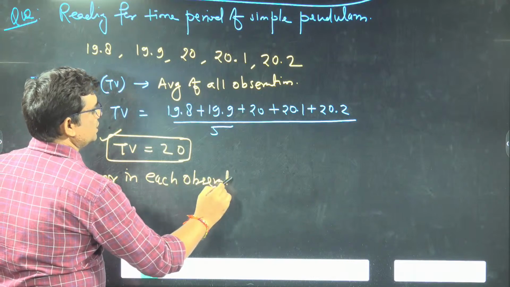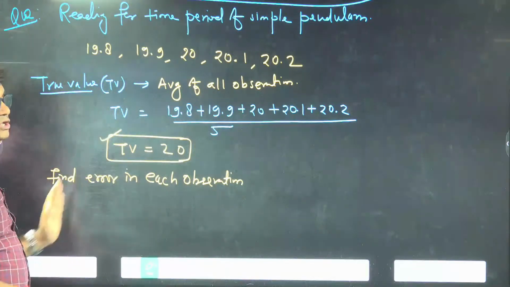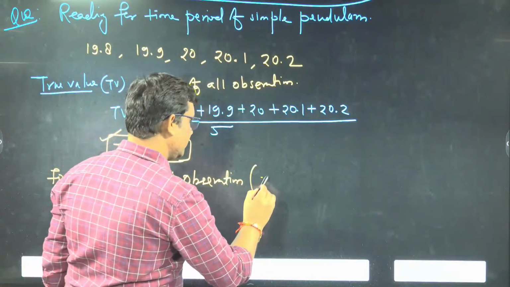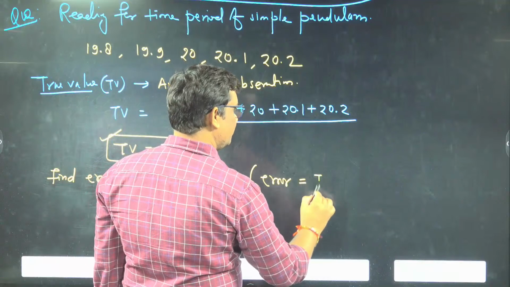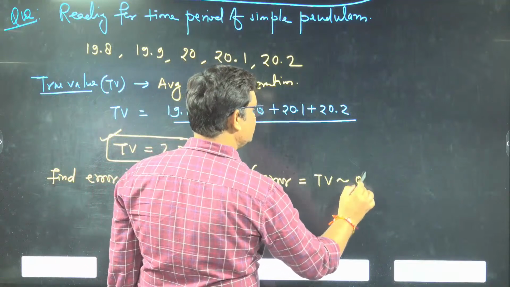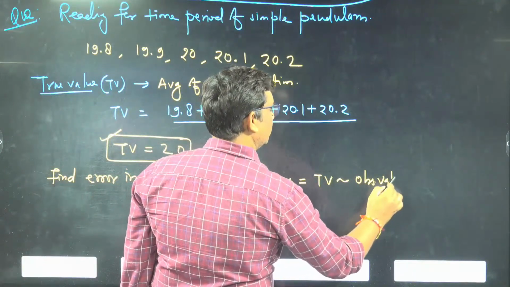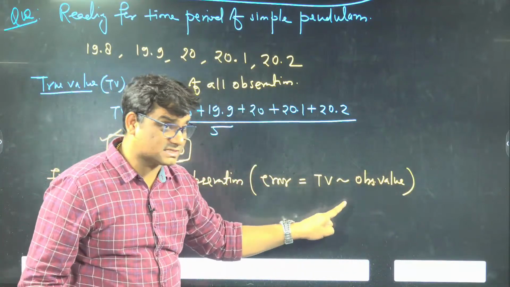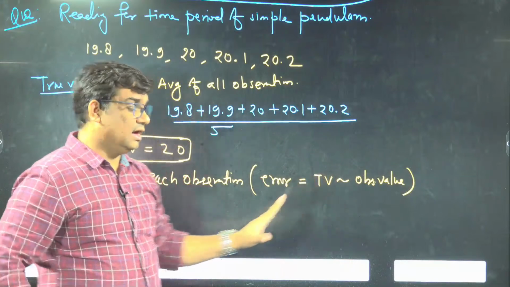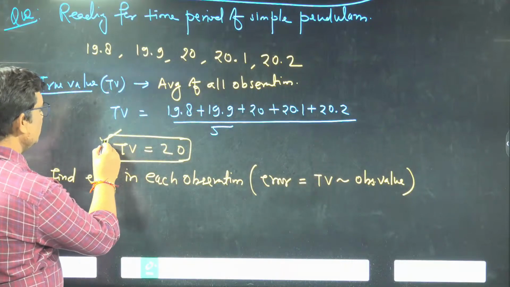Error in each observation. And how will you find error in each observation? Error will be the difference of true value and observed value. What are the error in each observation? True value and observed value, difference I said. So we can say true value we got this one.